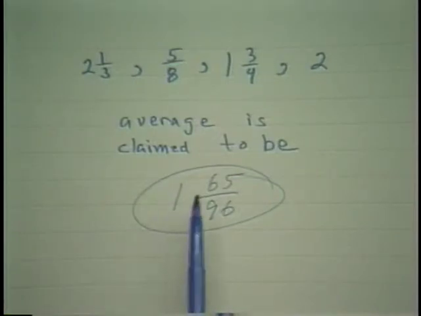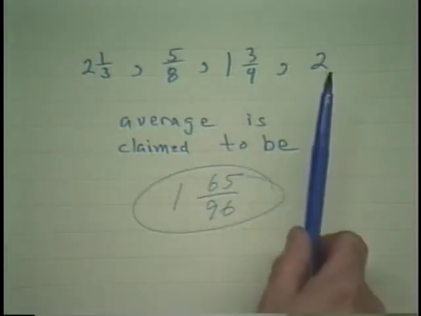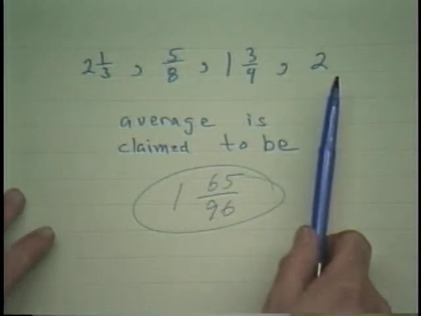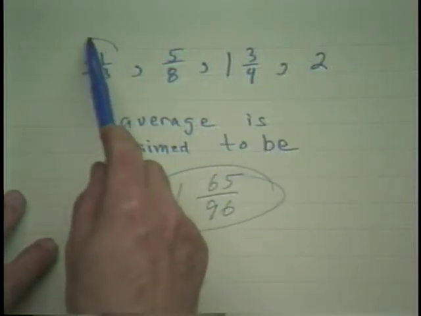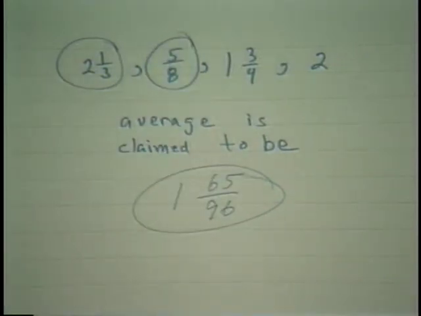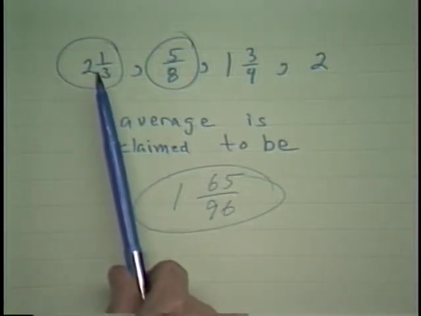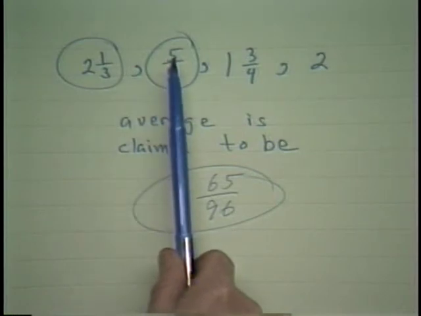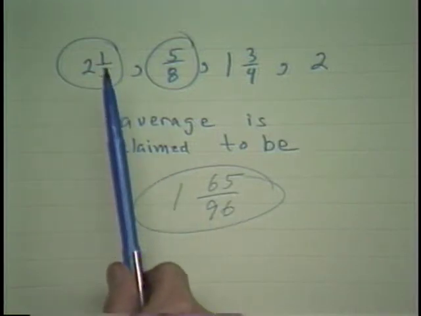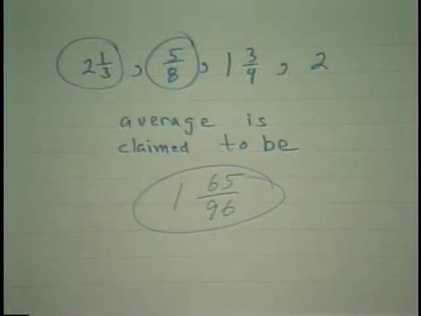Let's see if that seems reasonable. Now we're claiming that 1 and 65/96 is the average of these four. What do we know more elementary about average? First, it must be some number between the largest and the smallest. This at least rules out foolish mistakes. So we simply ask, is this some number between less than this and greater than this? And the answer is yes. So this might not be correct, but at least it's not an exorbitantly wrong number. And as it turns out, this is correct.